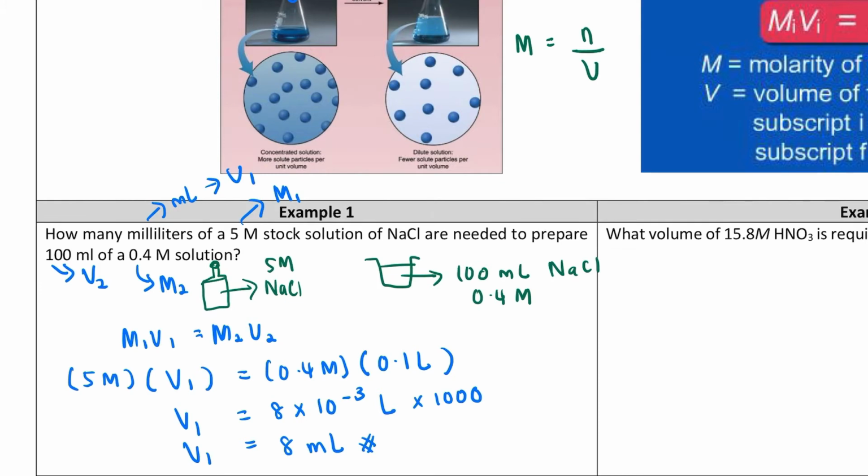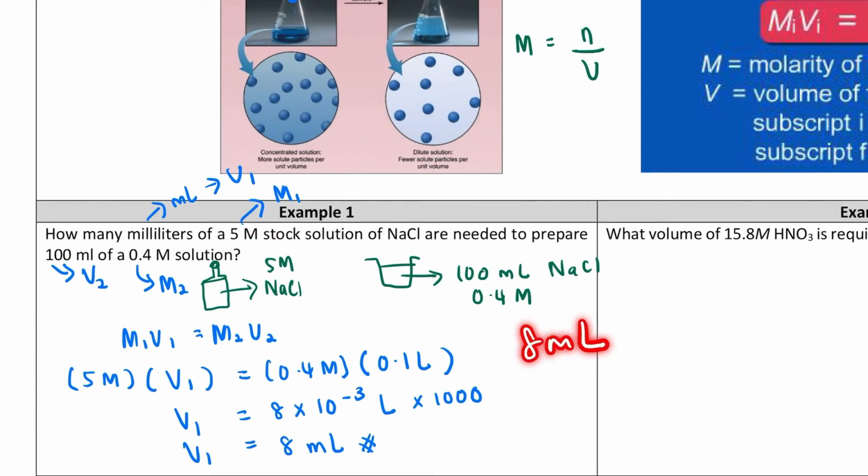Okay, so maksudnya dekat sini dia tanya berapa banyak mililiter of 5 molar stock solution diperlukan untuk menghasilkan 100 ml of 0.4 molar NaCl ni. Okay, so the answer is 8 ml. So tadi kan kita ada bekas botol yang simpan stock solution tu, solution yang lebih pekat tu. So, tak kisahlah dalam bekas tu ada berapa banyak pun, tapi kita hanya akan pipette out 8 ml sahaja. Okay. So, maksudnya kita pipette 8 ml keluar.